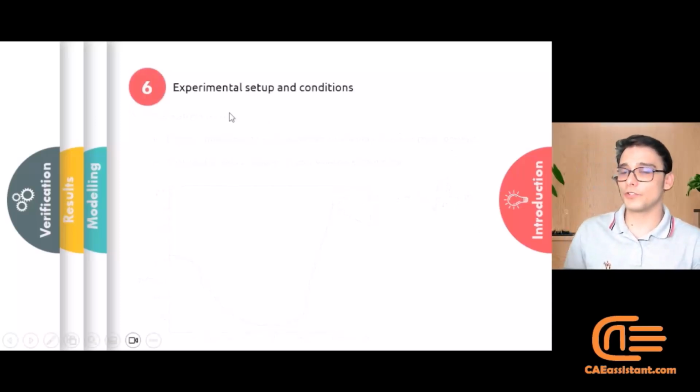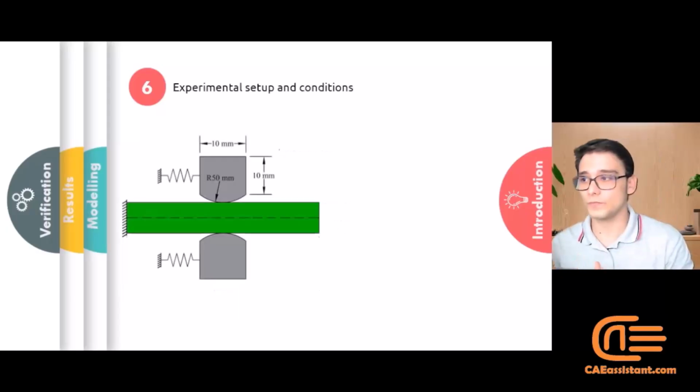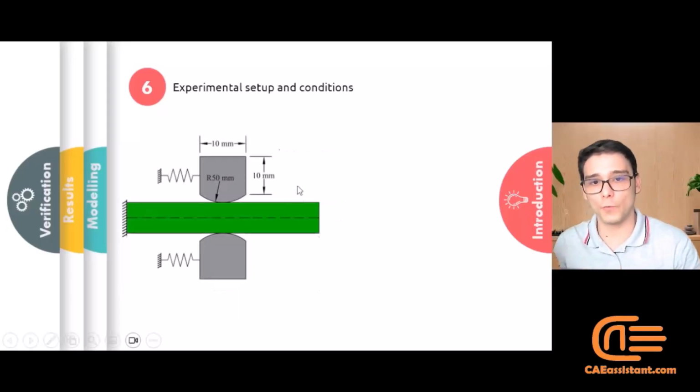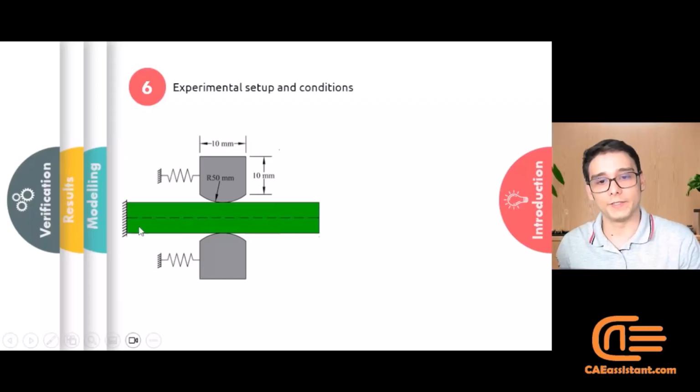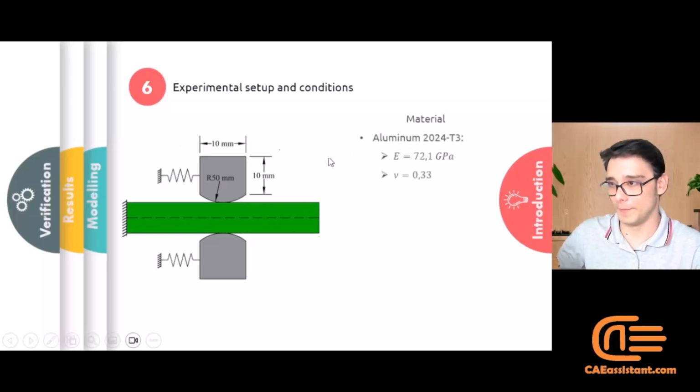Lastly, we're going to talk about the experimental setup and conditions for the workshop that we're going to work on. As for the configuration, we're going to work with a cylinder on plane configuration using a 40 by 10 millimeter specimen and a 50 millimeter radii pad, both parts with a thickness of 4 millimeters.